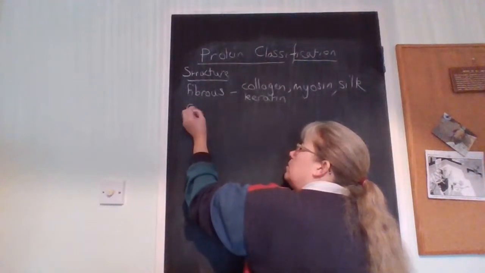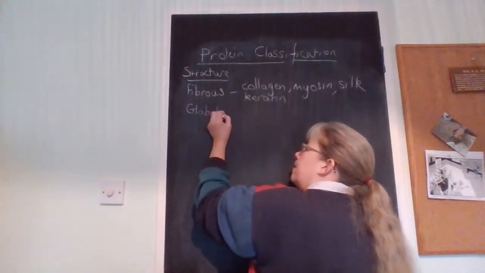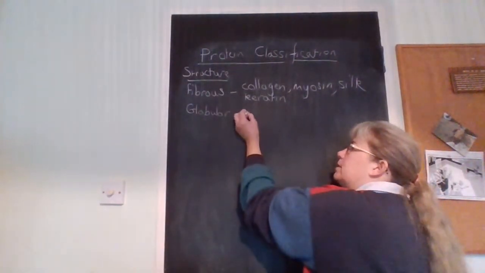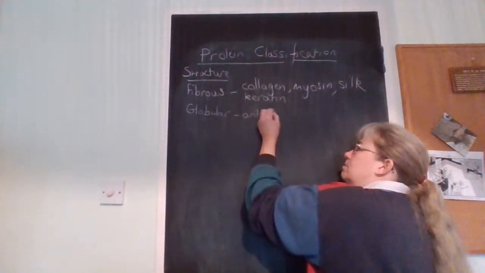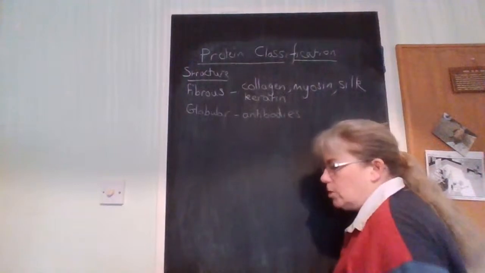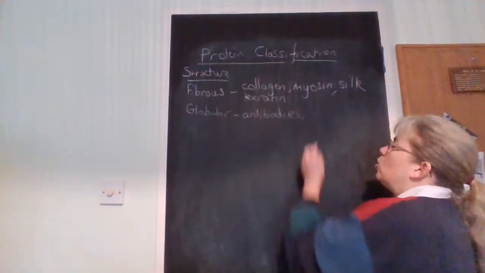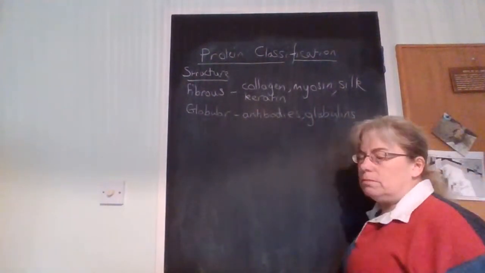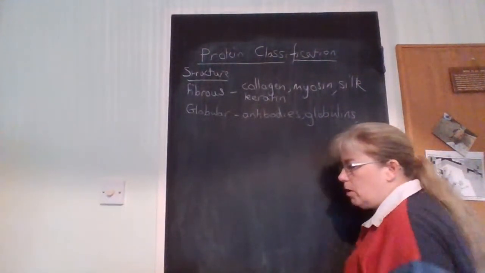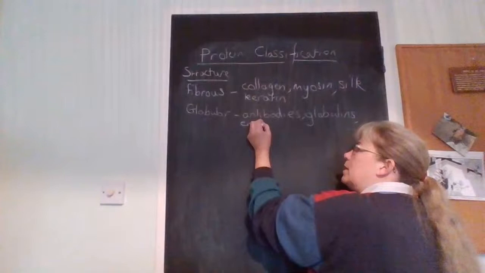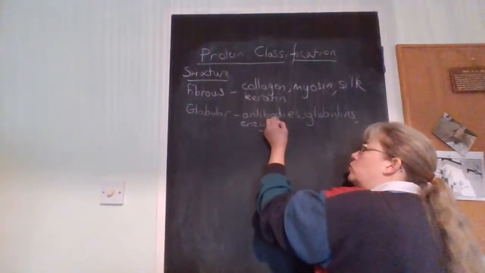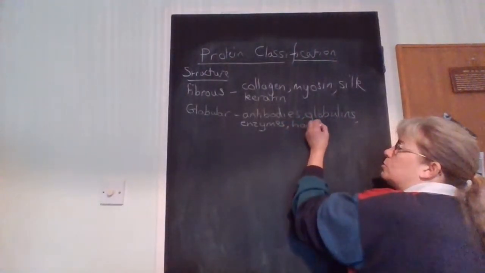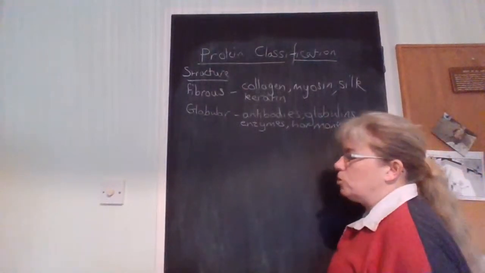The other type, there are only two types, is globular. One of those, something we've been talking about a lot recently, is antibodies, to do with the C word, COVID. Also globulins, which you find in your blood plasma. Another one is enzymes, which you find throughout every single cell. And some of the hormones, like insulin, which I talked about the other day. So that's based on structure.